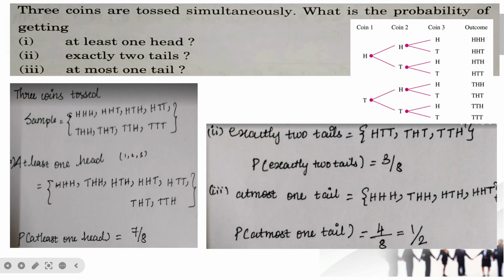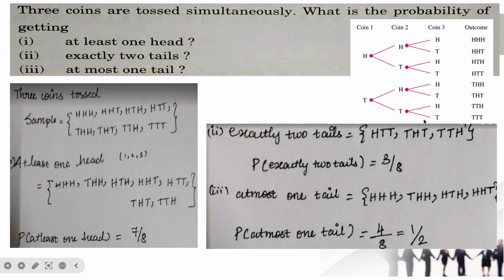You just write the sample. Totally we have 8 outcomes. At least one head means we can have one or more. At least, you remember this word, at least. At least one means one or more. At least two means 2 or more. Many students just take one head and they will write no. At least one means one or more here. Okay, one or more. So as we are having 3 coins, 1 head, 2 heads or 3 heads.